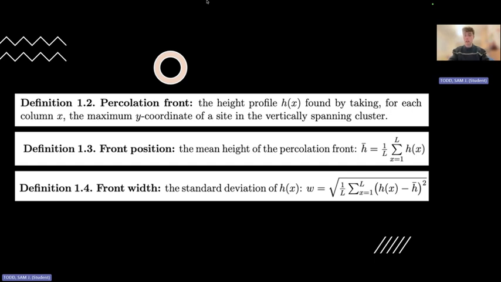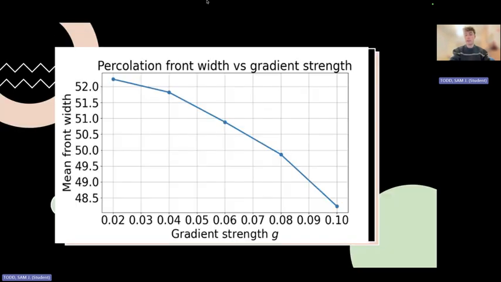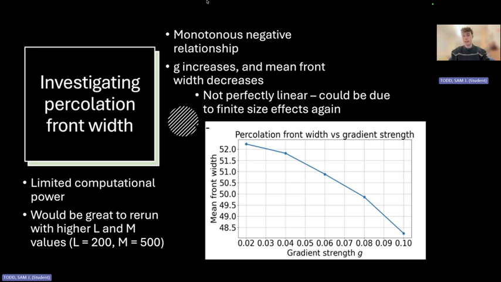Looking then at percolation fronts and a few definitions, this is very useful later on. We look at the front width, the standard deviation of h(x), and we can see that it decreases, maybe not perfectly linearly, but there is definitely a negative relationship with gradient strength. Again, the fact it's not perfectly linear could be due to finite size effects. However, we can clearly see that as the gradient strength increases, the front width, the standard deviation, decreases, which means that as gradient increases, the front gets squished down more, it becomes smoother, and there is a much sharper transition between states.